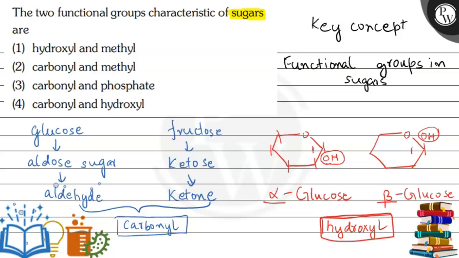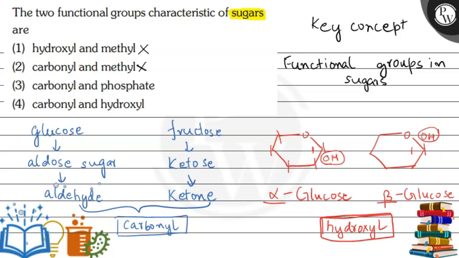So now if we see the options over here, then the first option says hydroxyl and methyl. Now methyl group is absent in sugars, therefore this cannot be the answer. Then we have carbonyl and methyl. Again methyl is absent, so the second option will also not be right.